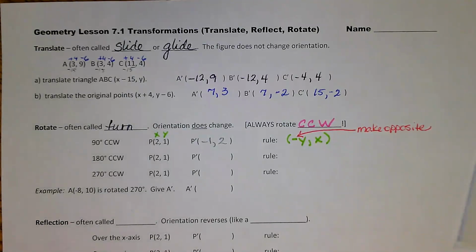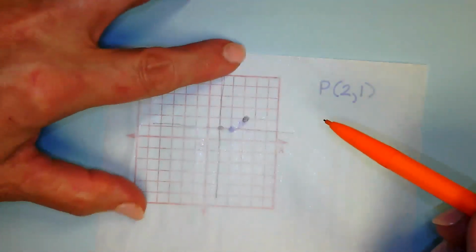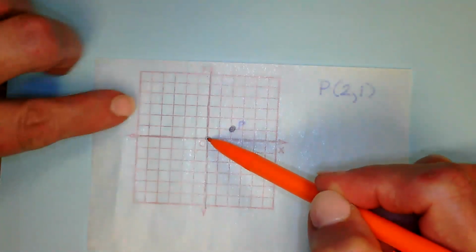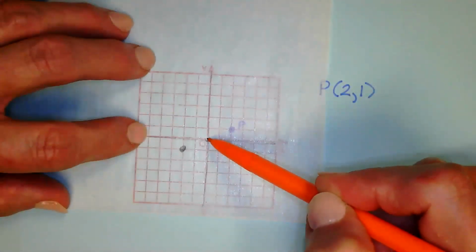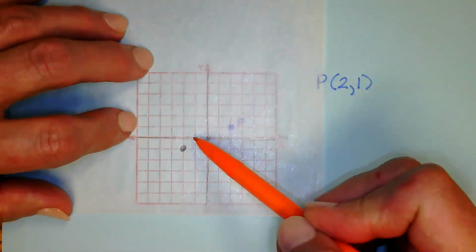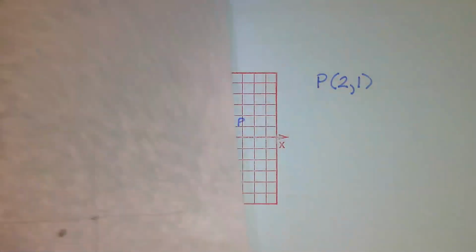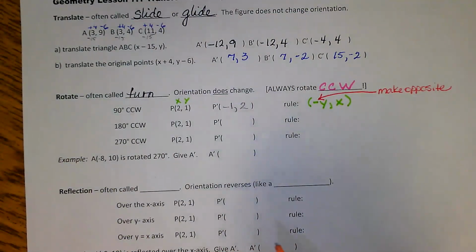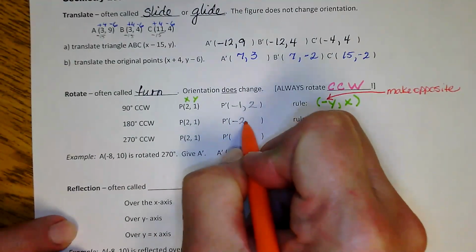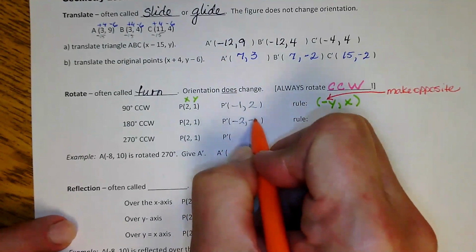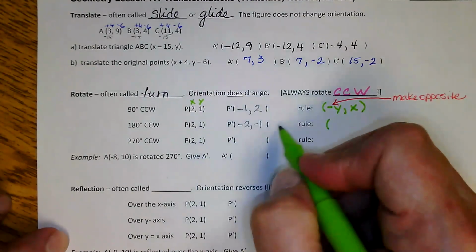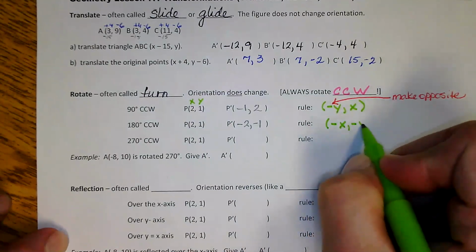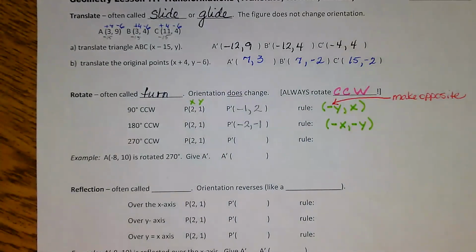All right, let's look at 2 turns. I'm going to line my point back up in the original position. 2 turns. 1, 2, 180. Now I could have gone either way and I'm going to end up in the same spot. I'm at negative 2, negative 1. The rule looks like they stayed in the same place, but they both changed their signs. Opposite X, opposite Y.